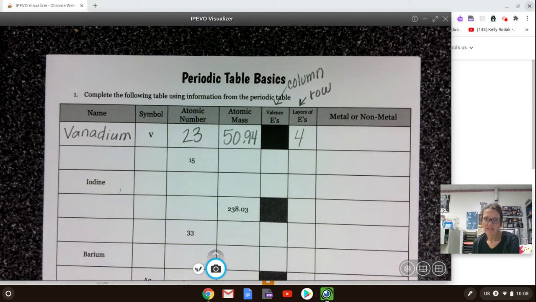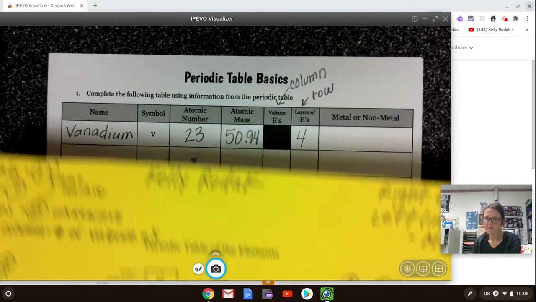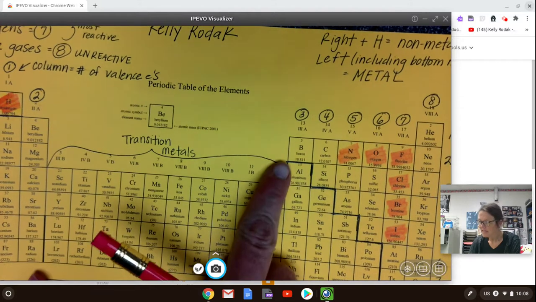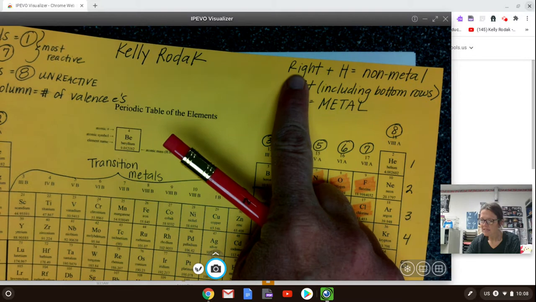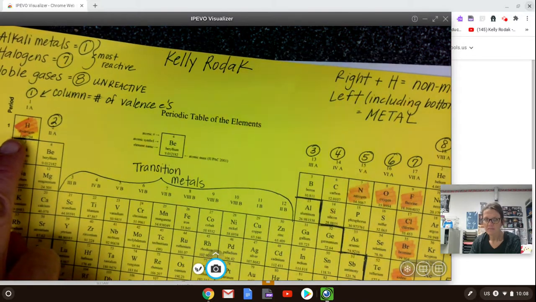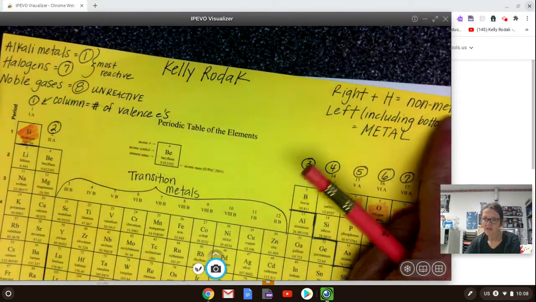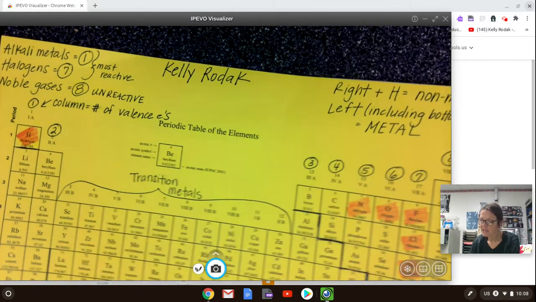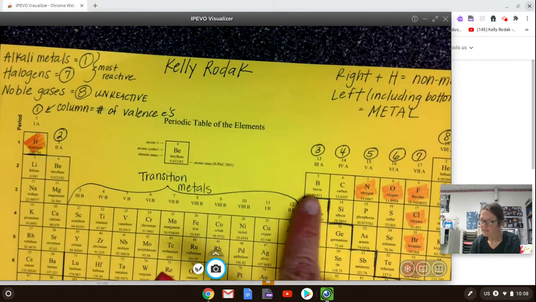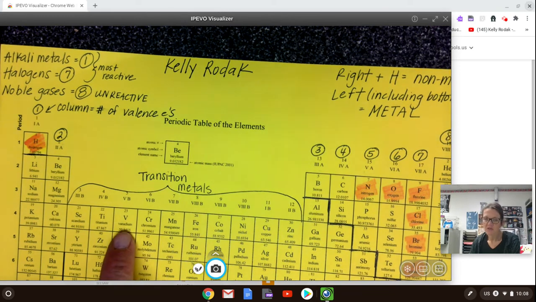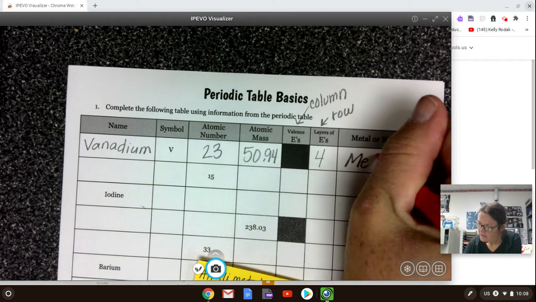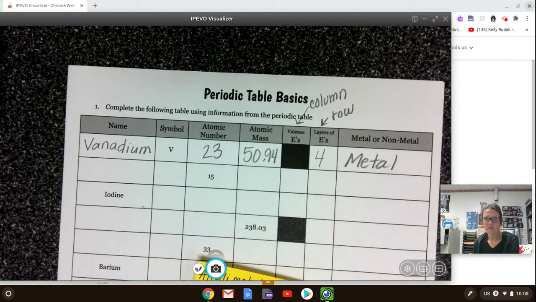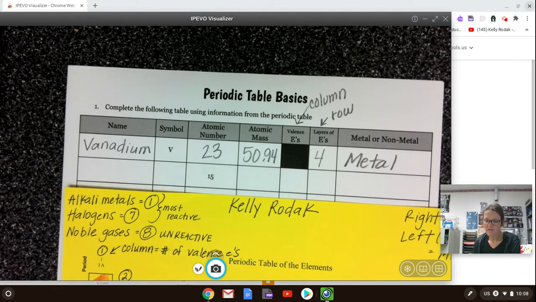And then finally, we have to identify it as a metal or a non-metal. And so remember, on your periodic table, you have this stair-step line, right? And as we know, anything to the right plus hydrogen is considered a non-metal, and anything to the left is considered a metal. So vanadium is to the left of that stair-step line, so therefore it is considered a metal. So see, it's pretty straightforward. Okay, let's do one more really quick, and then I'll let you get on with the rest for yourself.